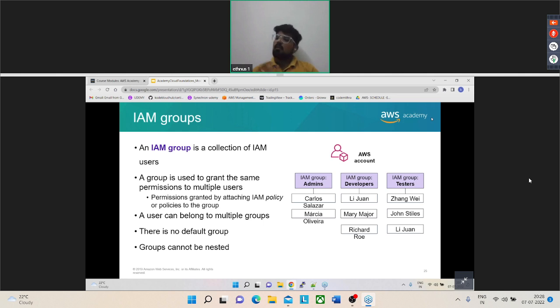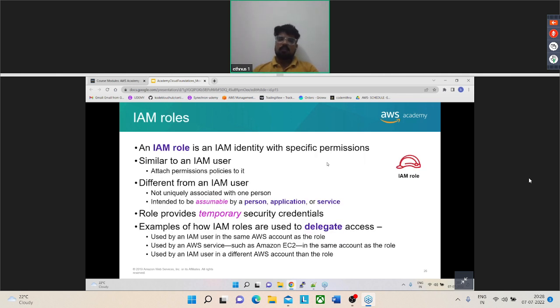So groups cannot be nested, guys. Okay, so now you understood IAM groups with the help of this example. Let's move ahead and check what are IAM roles. So an IAM role is an IAM identity with specific permissions. I've told you the main functionality of IAM roles.